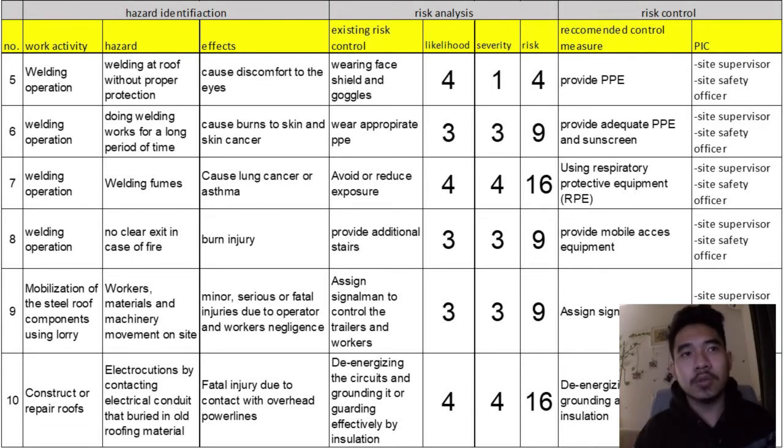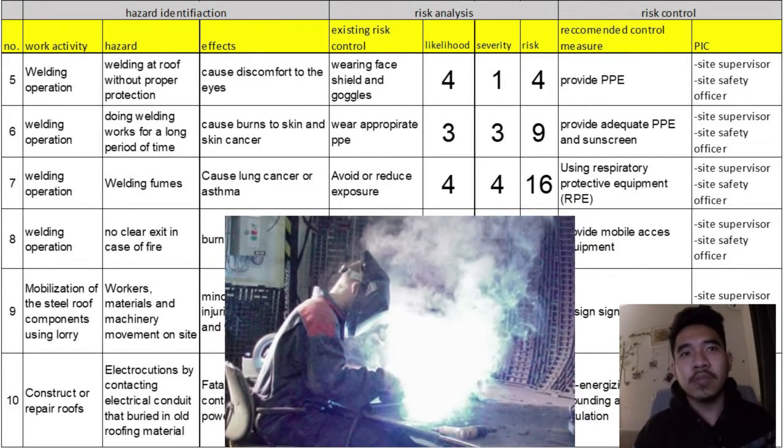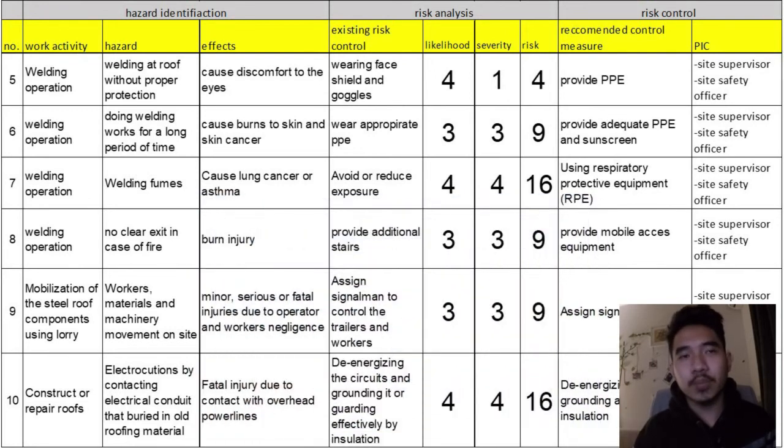Next is also welding operation, where the hazard is welding fumes. The effects can cause lung cancer or asthma. Welding fume is proven to be fatal in most cases. The existing risk control is to avoid or reduce exposure, maybe by wearing a face mask. The likelihood for this to happen without any protection is 4, and the severity is 4, which is very high. So the risk is 16.